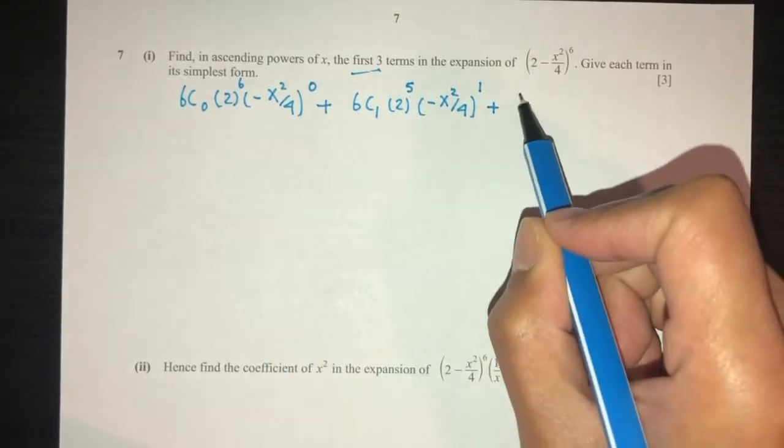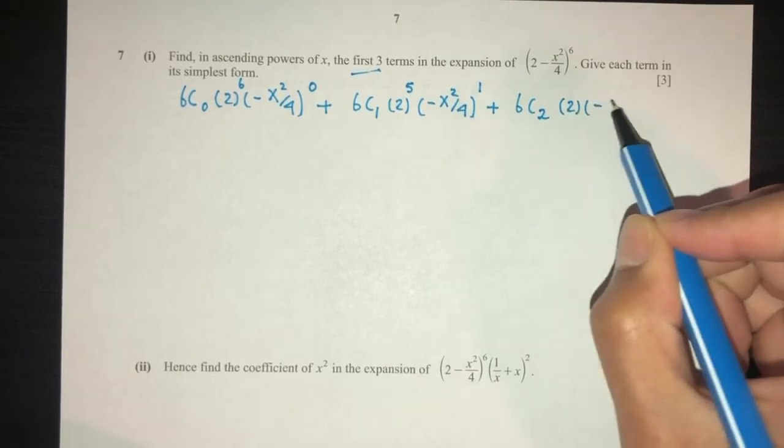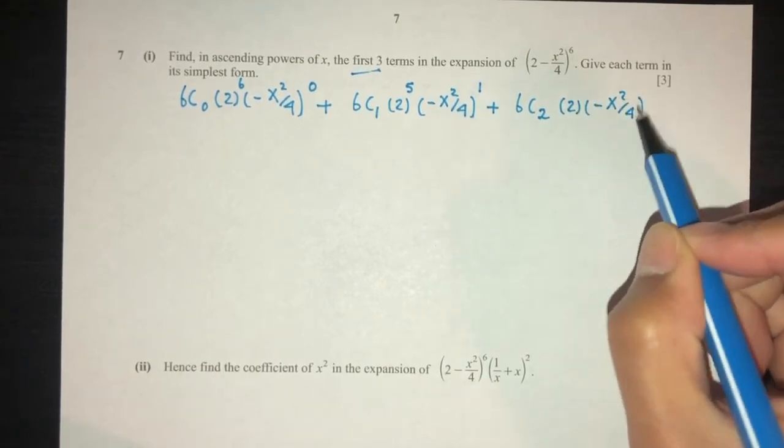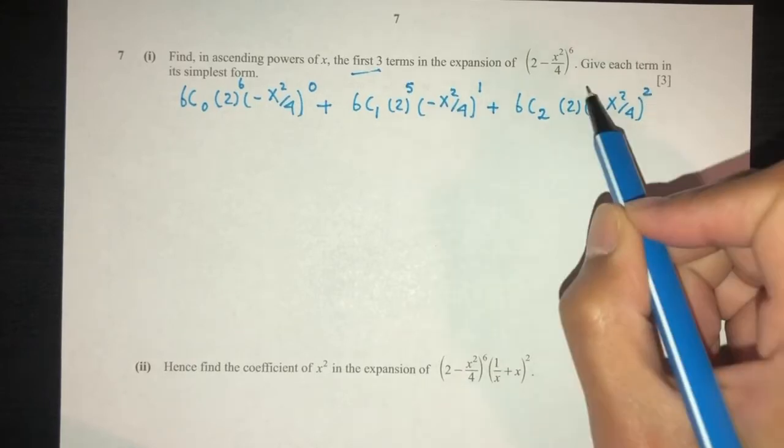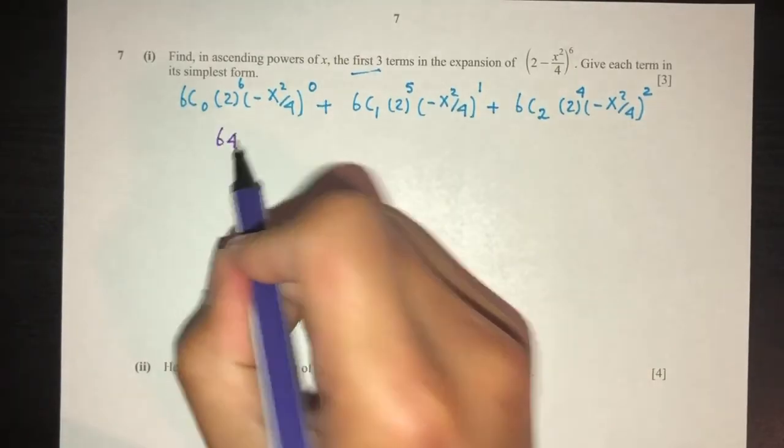And the third term, 6 choose 2. That will be 2 here, minus x squared over 4. So we have 2, that will be 2, and that will be 4. Now expand. So 2 power 6 will be 64.